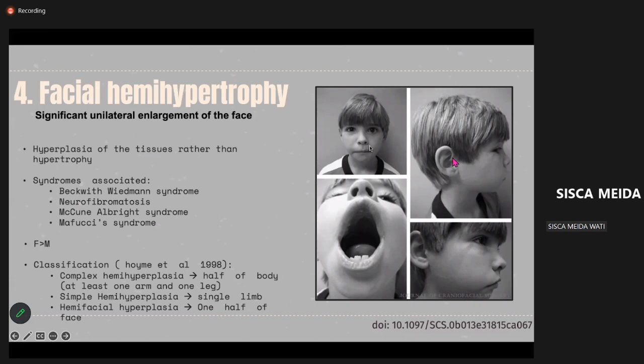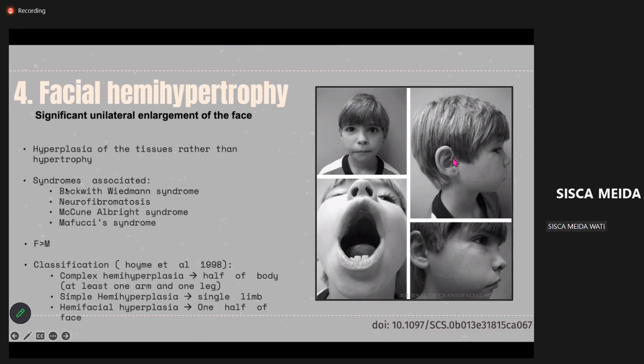Actually, this condition is not truly hypertrophy, because you have already got the material on how to define hypertrophy and how to differentiate hypertrophy and hyperplasia. So I will not explain to you again the difference between hypertrophy and hyperplasia. This condition is more suitable to be called hyperplasia compared to hypertrophy.